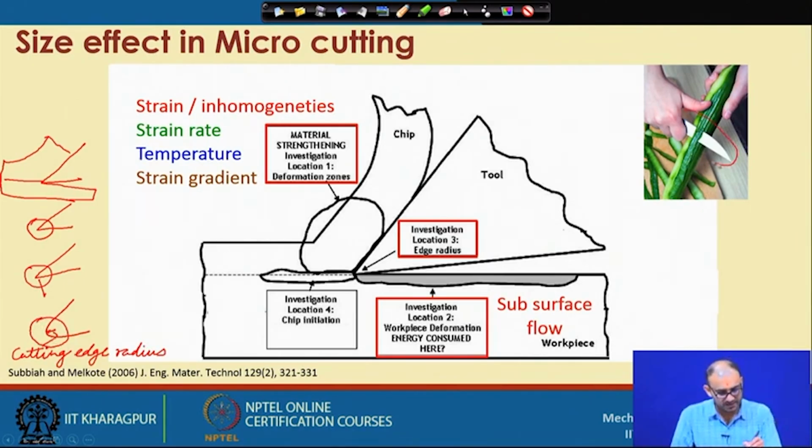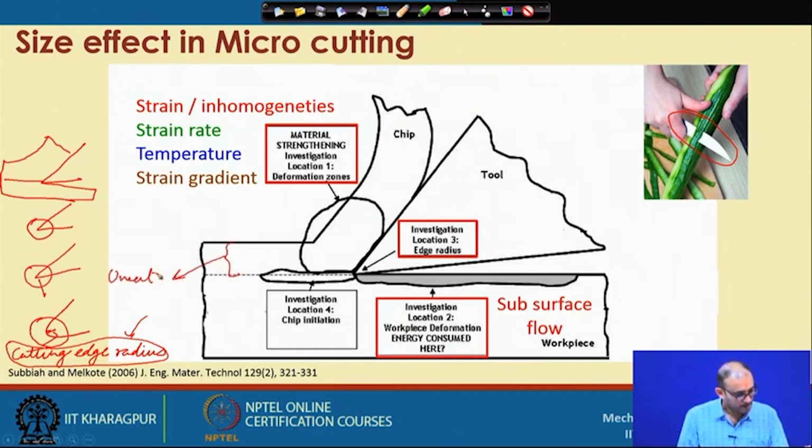It is very important to understand what is going to happen here, because we know that if our tool is very sharp, it is very easy to remove the material. But what will happen if this edge is not sharp? Sharp is actually a relative term, because we are working at a very small scale. So, whatever the sharpness, we have to compare it with the uncut chip thickness.